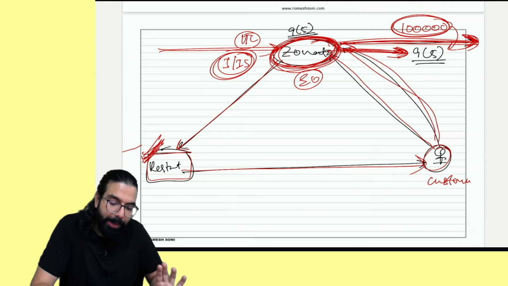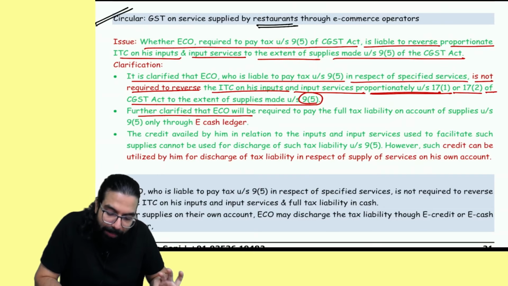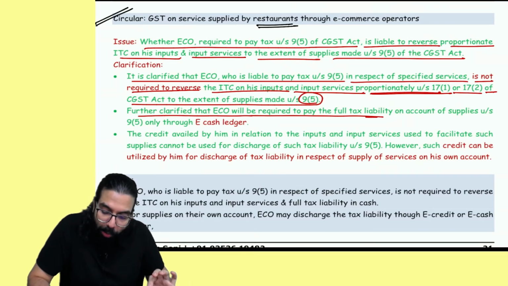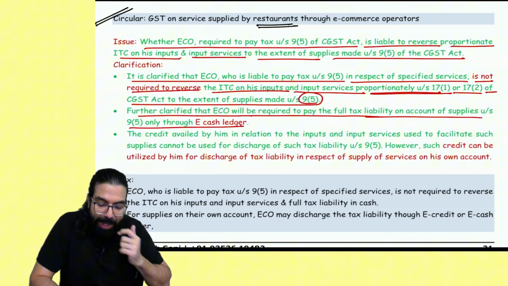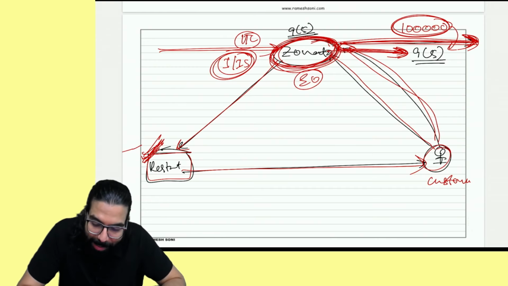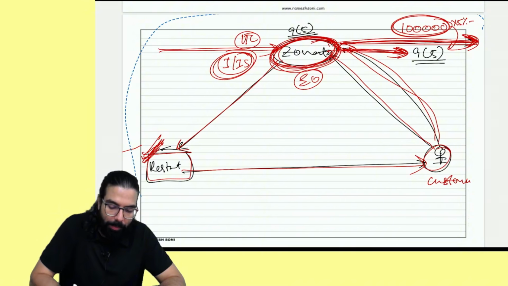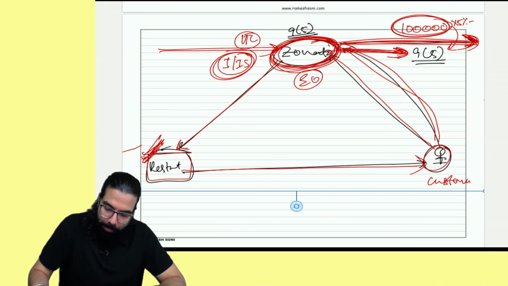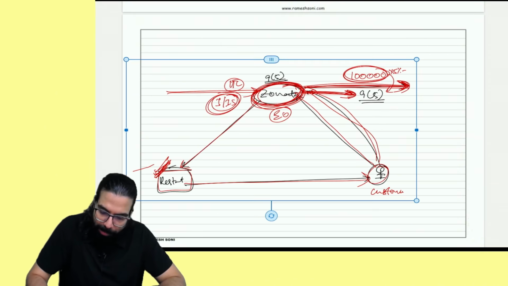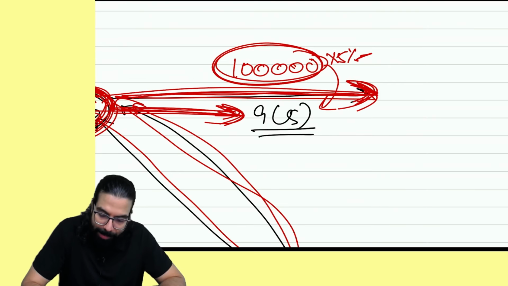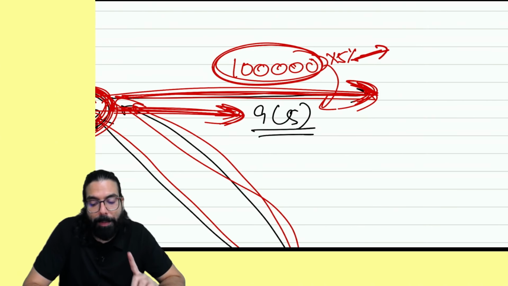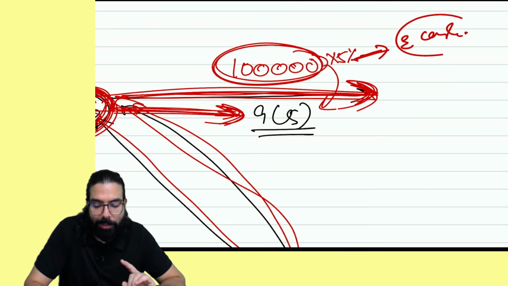First point clear. Second point, it is further clarified that the e-commerce operator will be required to pay the full tax liability on supplies under 9(5) through the cash ledger. On this 1 lakh rupees, whatever 5% is payable has to be paid through the e-cash ledger only. Whatever tax is payable on these supplies has to be paid. The 9(5) tax is always to be paid through the e-cash ledger. Done, sir. This point is clear.